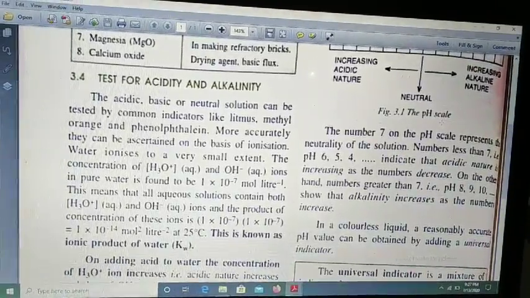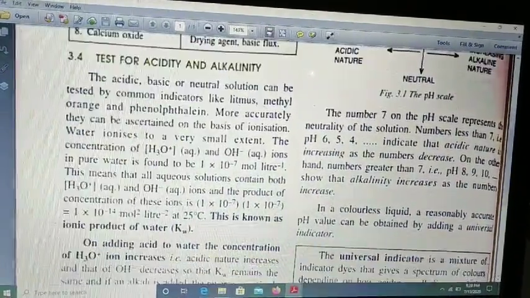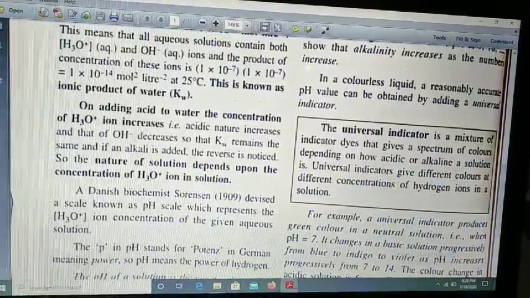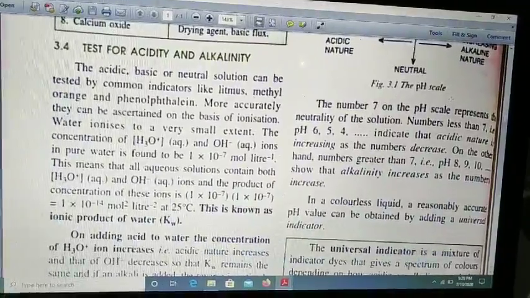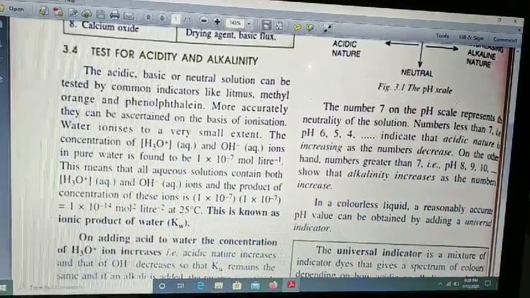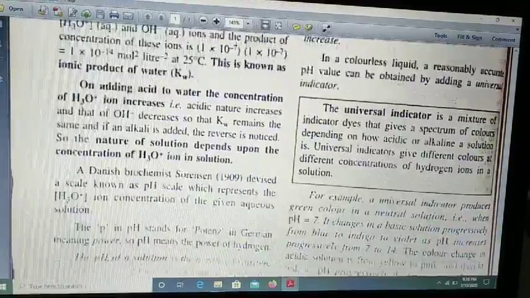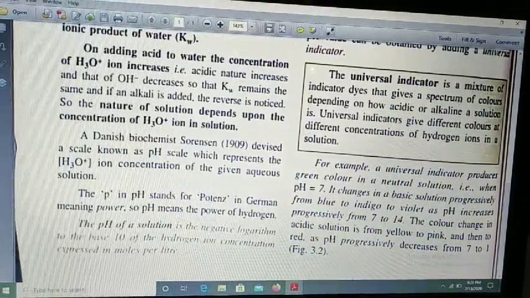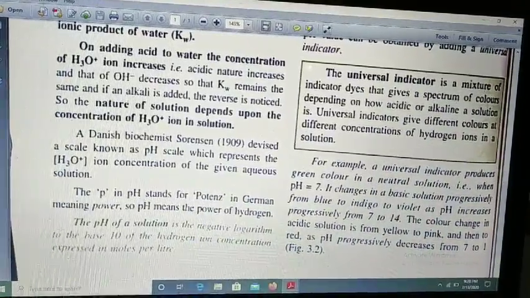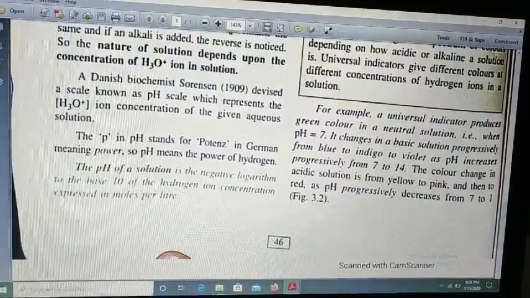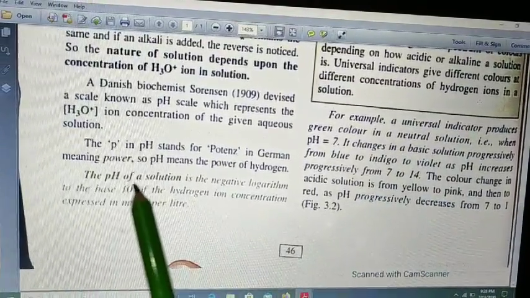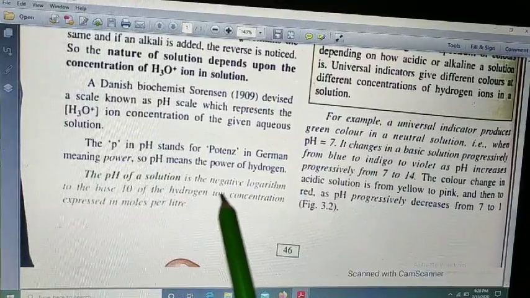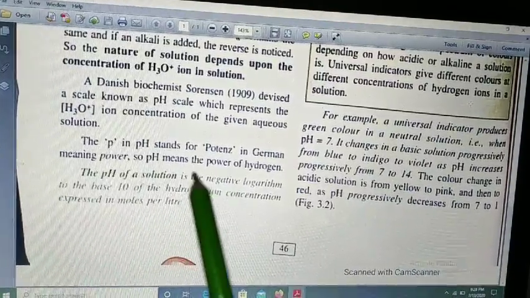Now over here we need to know what pH means, because pH determines whether a solution is acidic, basic or neutral. So pH stands for power of hydrogen, and the definition of pH tells us the pH of a solution is the negative logarithm to the base 10 of the hydrogen ion concentration expressed in moles per liter.